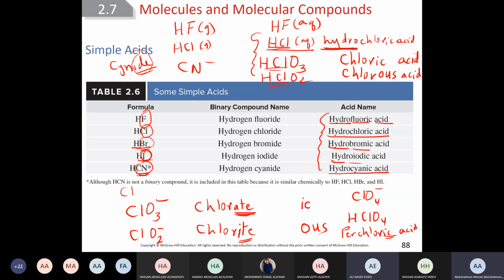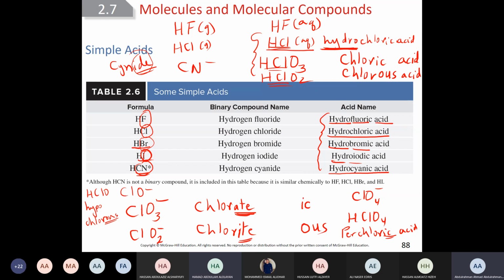Okay, thank you. Okay, what's this group? What's this group first? Hypochlorite. What's the name of the acid? Hypochlorous. Exactly. The acid, which is this one, is called hypochlorous. I changed ite into ous. Okay, any other question?